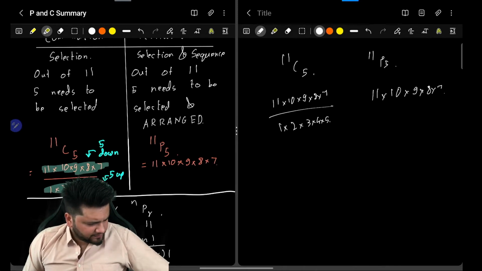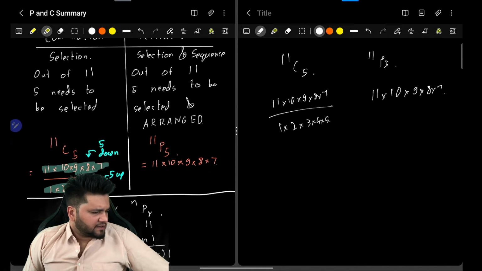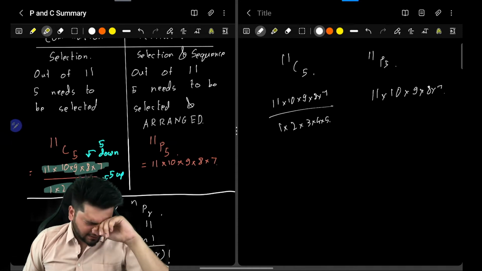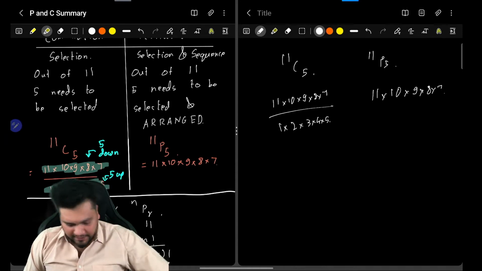Remember, out of n, 5 needs to be selected, and that is equal to out of n, 3 needs to be selected 5 times, whatever that thing. I'll tell you about those kinds of problems.